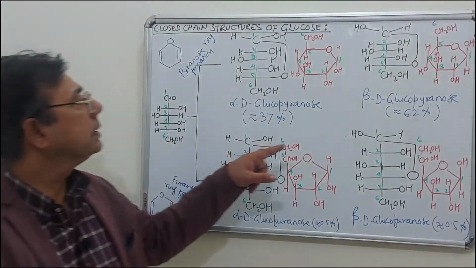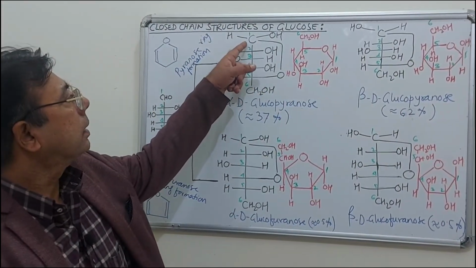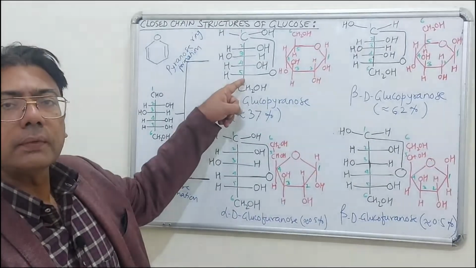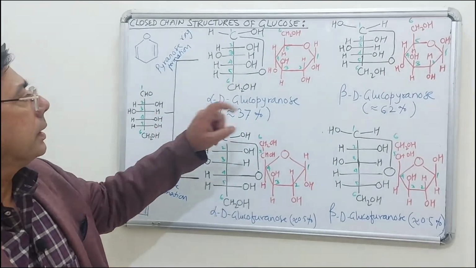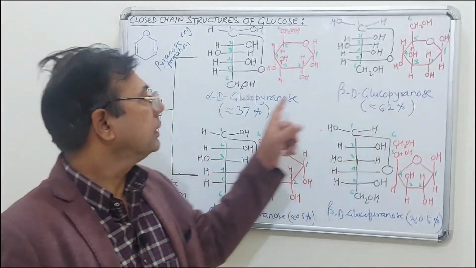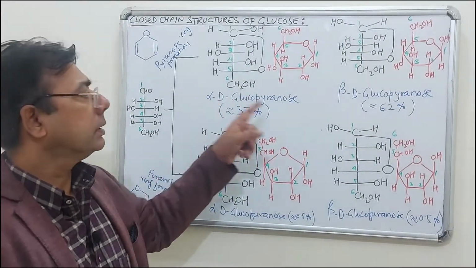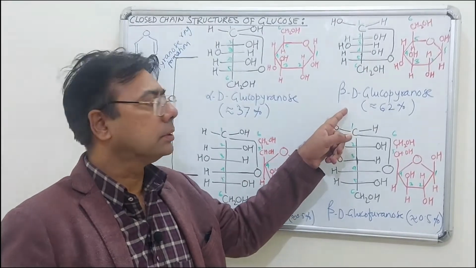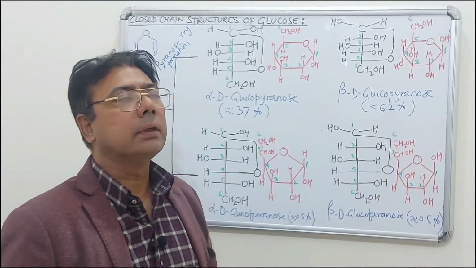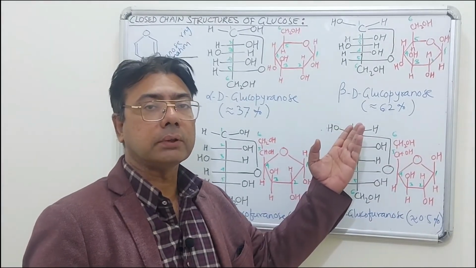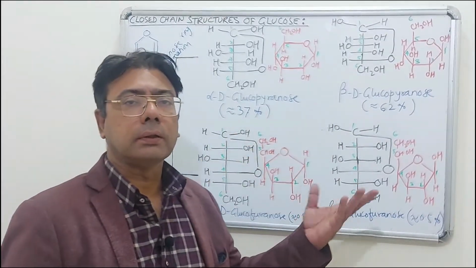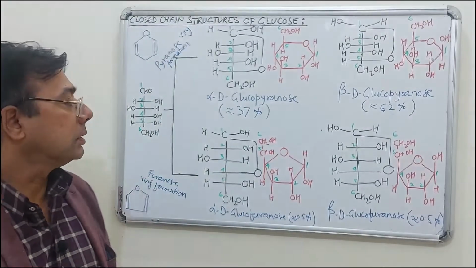So when a pyranose ring is formed, carbon 1 of the glucose molecule forms a hemiacetal with carbon 5, and either this or this structure results. One is alpha D glucopyranose and the second is beta D glucopyranose. In nature this is the most abundant form, and 62% of the glucose that we have is beta D glucopyranose, whereas alpha D glucopyranose forms 37% of total naturally occurring glucose.